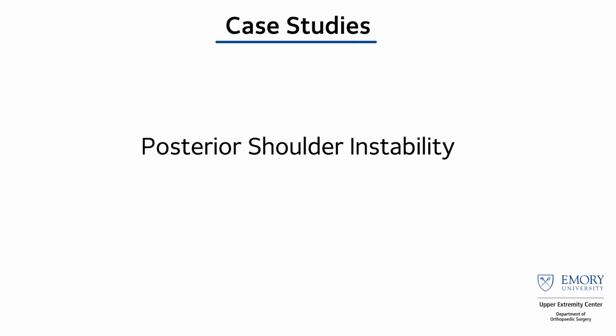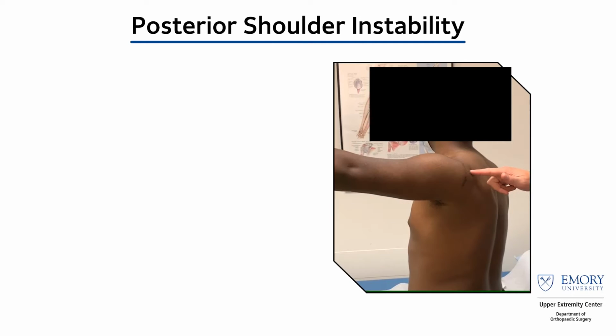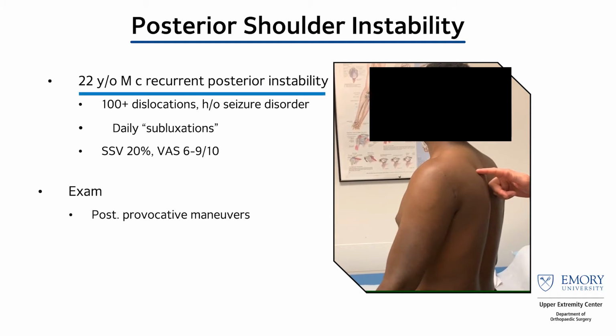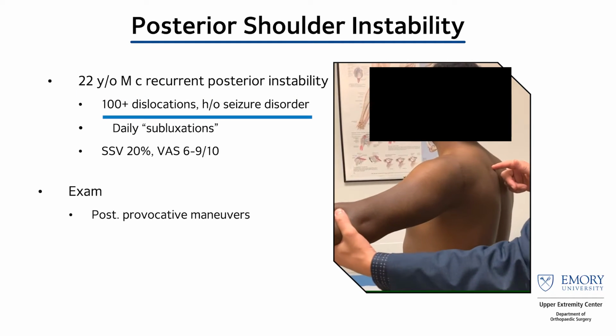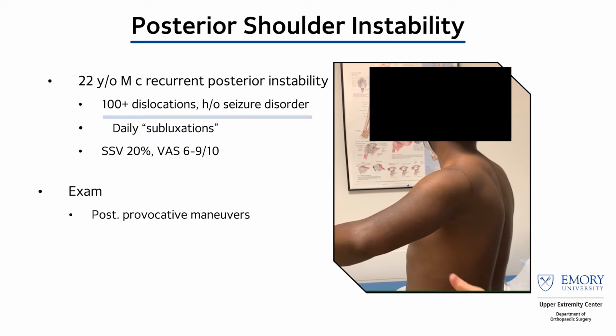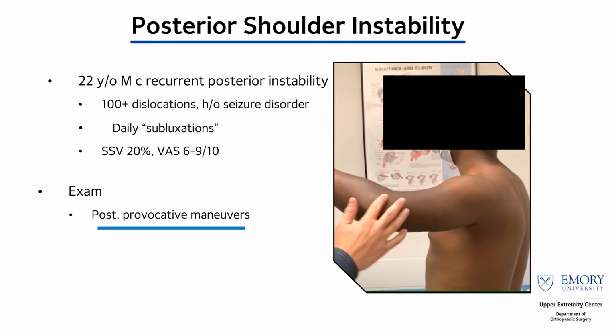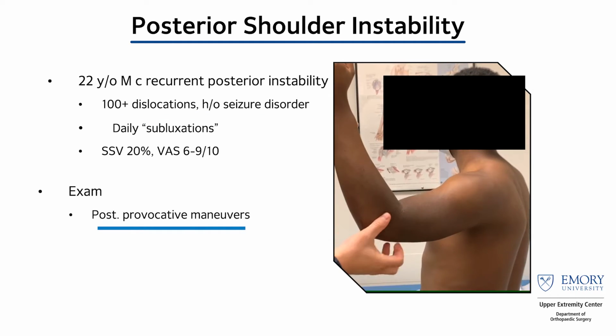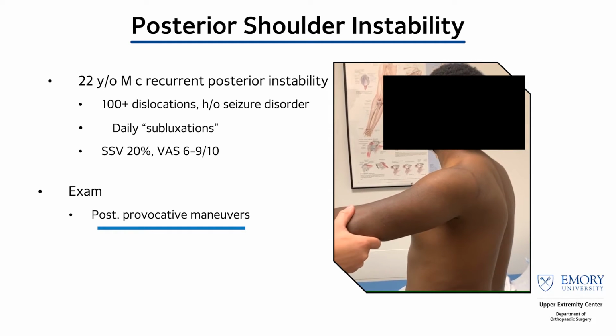Shoulder instability is sort of the other, in addition to some of the ones I talked about, is the other one that I find very interesting, and especially in some of these more complex patients, and what actually is going on within the shoulder. So there's a 22-year-old gentleman, recurrent posterior shoulder instability, 100 plus dislocations, history of a seizure disorder, daily subluxations, and you can see how he is actively subluxing his shoulder in and out.